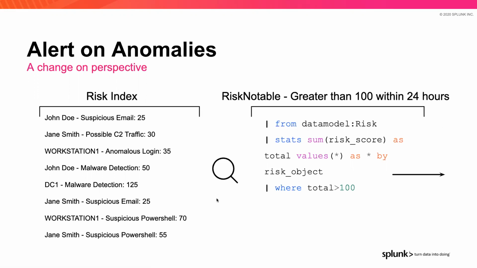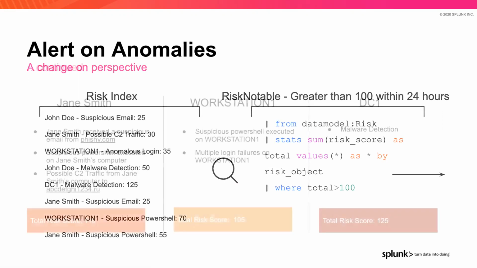So we can do a simple aggregation. I've shown a sample one here. Risk notable greater than 100 within 24 hours. So if we do that, we will be left with anomalies.